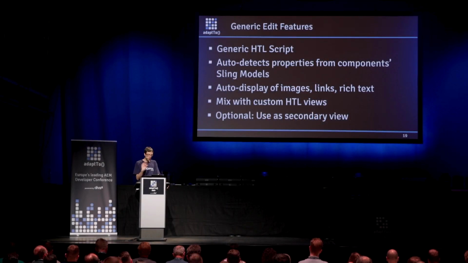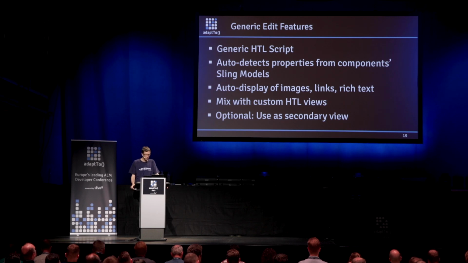By providing a generic HTML script, which can just be included as a one-liner for each component, it auto-detects all properties from the Sling models, including detecting what is hidden and so on, and detects the type of these data. Is it an image? Is it a link? Is it rich text or simple properties? And it provides a simple view. And you can mix this with custom HTML views. We will see this in demos soon.